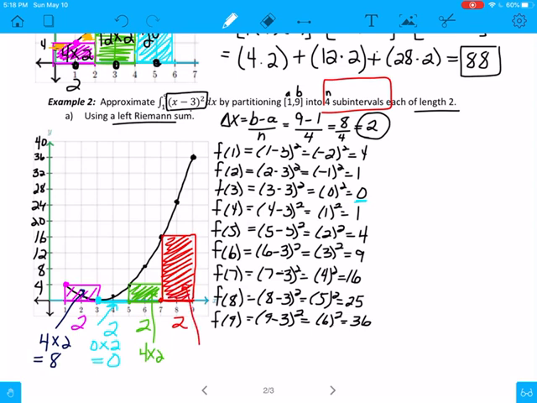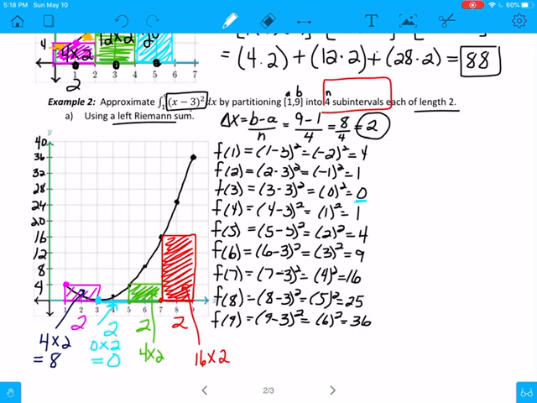So it's going to be 16 times 2. Now, in this case, most of the left Riemann sums are shaded lower, but this pink one is actually shaded higher. So left Riemann sums aren't always less area. Sometimes they're more. It depends.